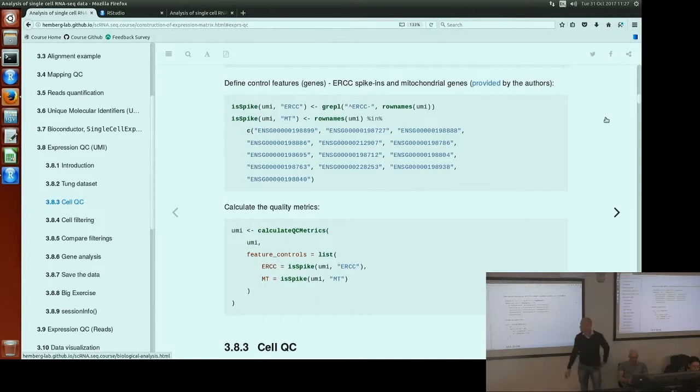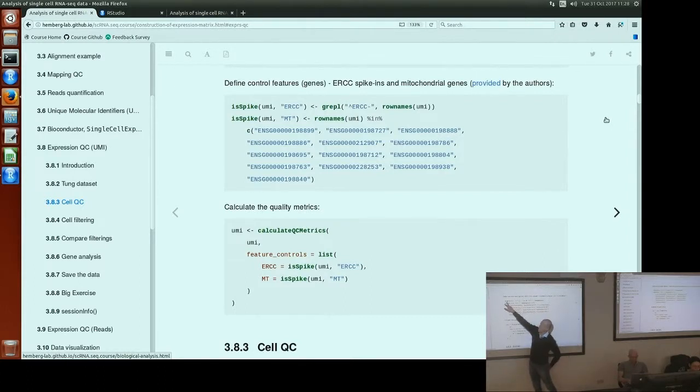So in this matrix, we also have some genes which start with ERCC. These genes are spike-ins. In some experiments, if you added spike-ins to your experiment, you would know that, and then you will have genes with ERCC names. So in this experiment, we have genes with ERCC names, and that's why we want to define them as spike-ins.